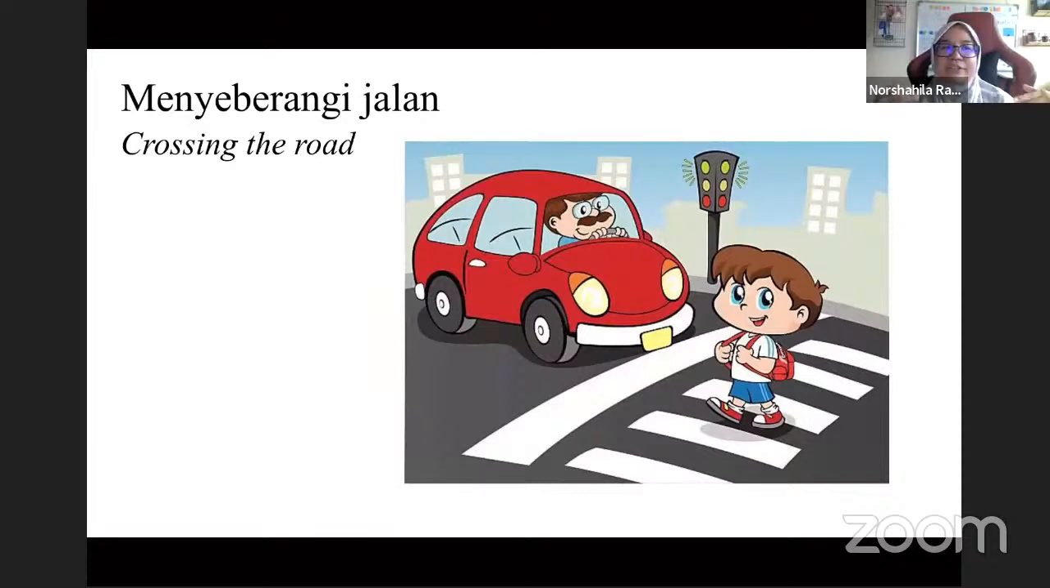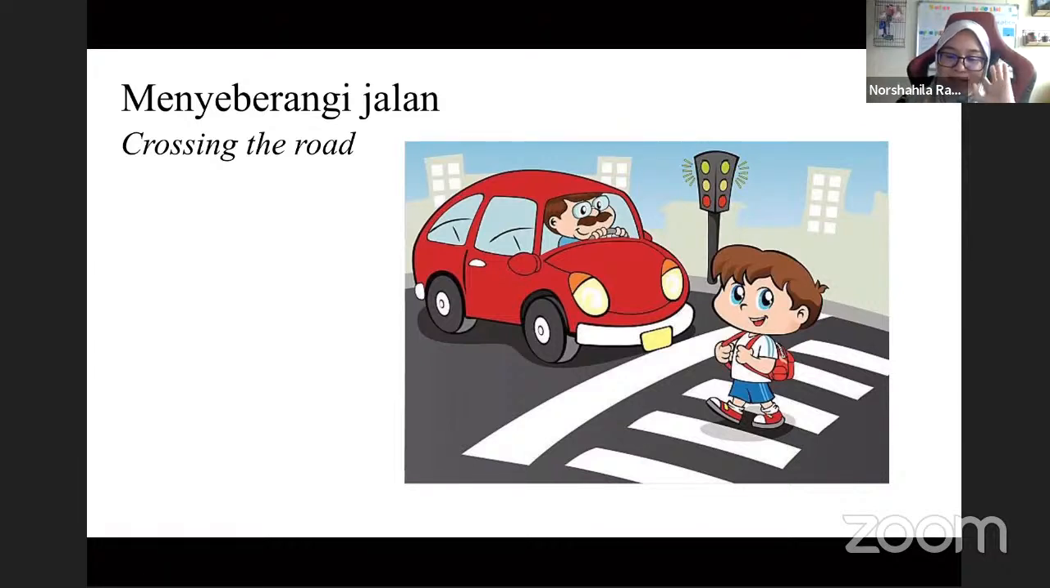Okay, so crossing the road. In Malaysia we have zebra crossing, which in reality we don't really use. When you come to Malaysia, when you're driving, please be careful sometimes because in the middle of Kuala Lumpur, sometimes people will just cross like that.